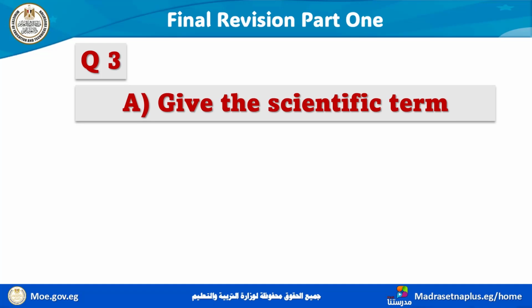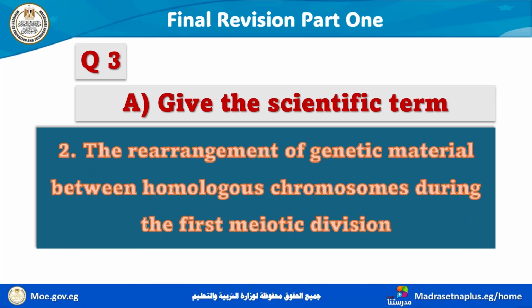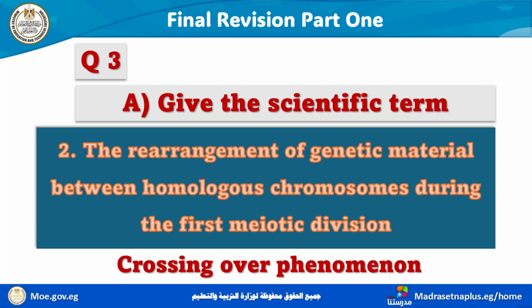Give the scientific term. Number 2. The rearrangement of genetic material between homologous chromosomes during the first meiotic division. This is, of course, the crossing over phenomenon that takes place to allow genetic variation between the formed gametes, like sperm and ova in animals and humans, and also like pollen grains and ovules in plants.